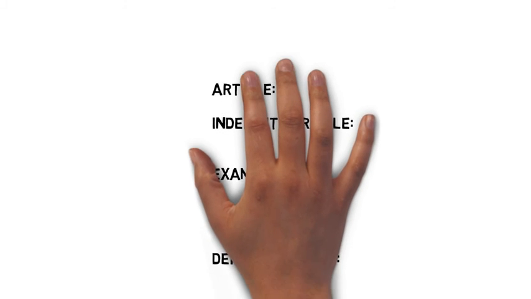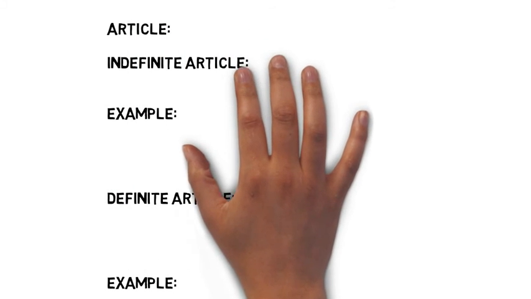Come to the next part, article. Articles are of two types, indefinite article and definite article. So the first one is indefinite article. A and an are indefinite articles because they usually make indefinite the person or the thing spoken of.